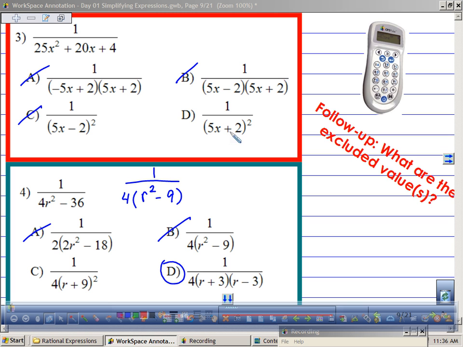Okay, guys, I need you to talk a little bit lower, please. So this whole thing, guys, this whole thing cannot be 0, right? So couldn't I set it up like that? 5x plus 2 cannot be 0. How would I solve for x? Subtract 2 from both sides, what would I get?